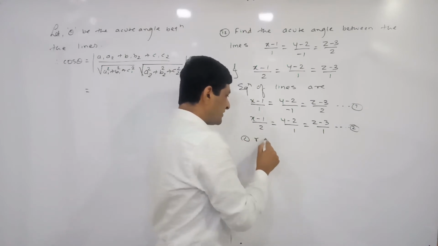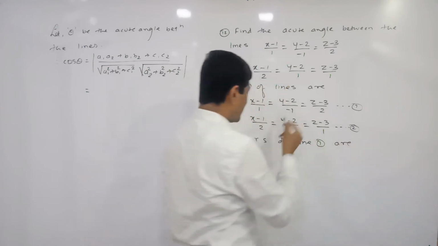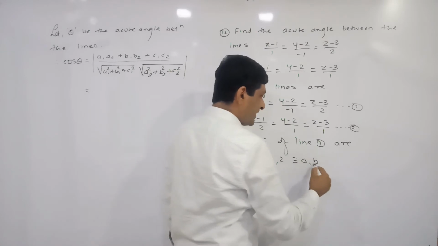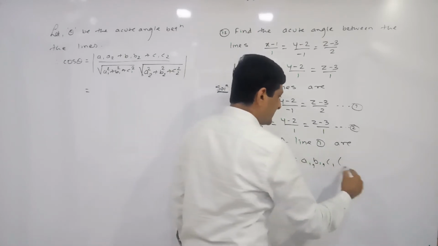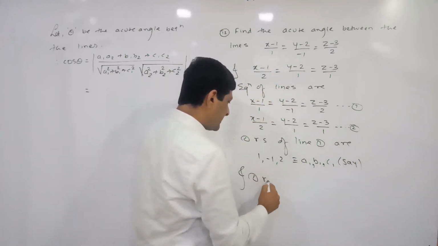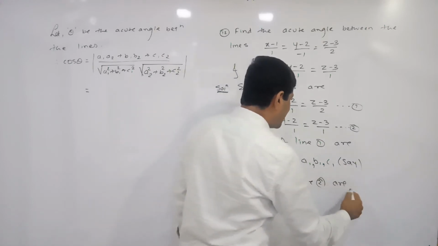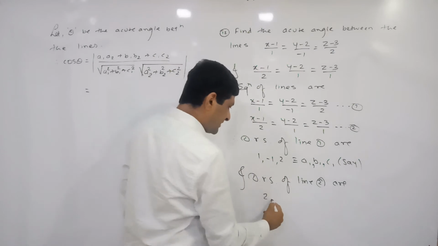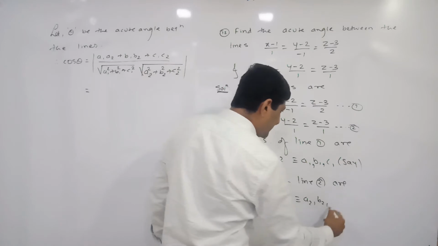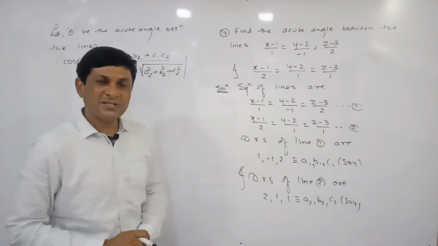So let us try to find out direction ratio of first line. So direction ratios of line first are, what are the direction ratio? 1, minus 1, 2. Let us denote this direction ratio by A1 B1 C1. And direction ratios of line second are, let us try to find out direction ratio of second line, that is 2 1 1. Denote this direction ratio by A2 B2 C2. So direction ratio of both the lines are known to us.